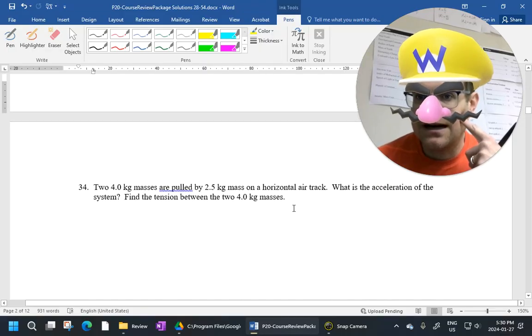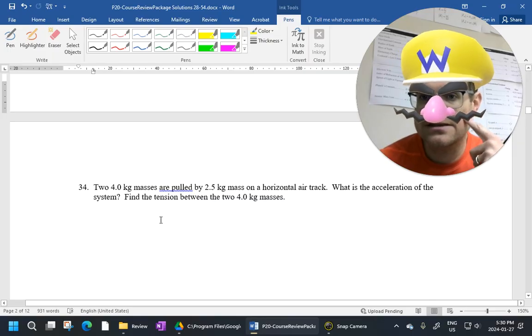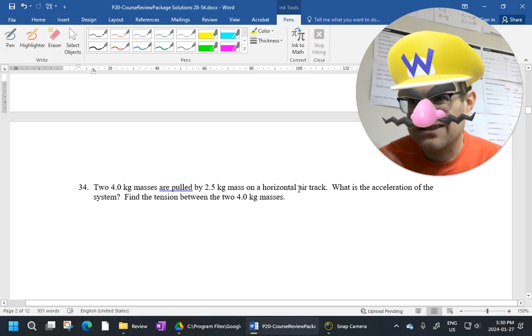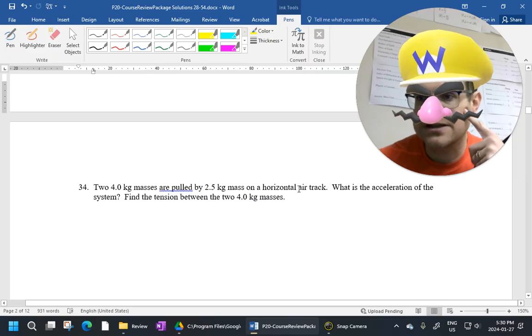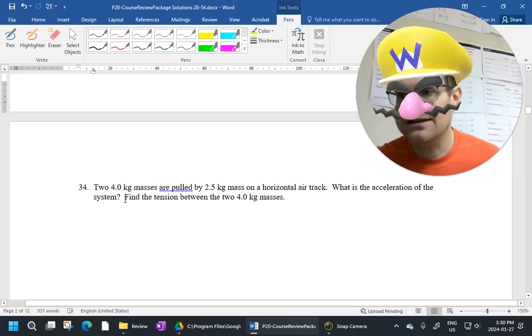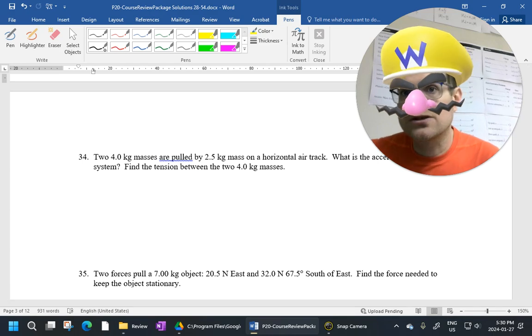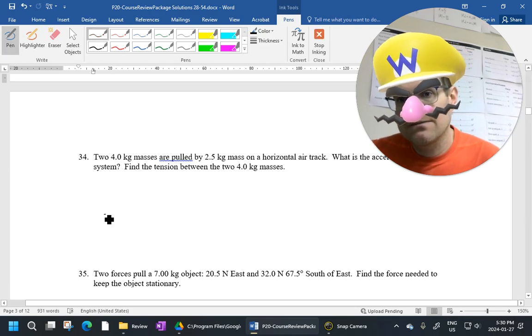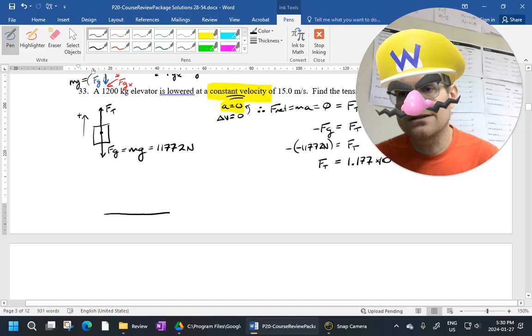Okay. We have two masses pulled on a horizontal track. What is the acceleration of the system? It's an air track, so they're trying to say that there's no friction. Find the tension between the two. Okay, so this is a good one. I like this one because it talks about Newton's third law. So let's assume that we have no friction here.